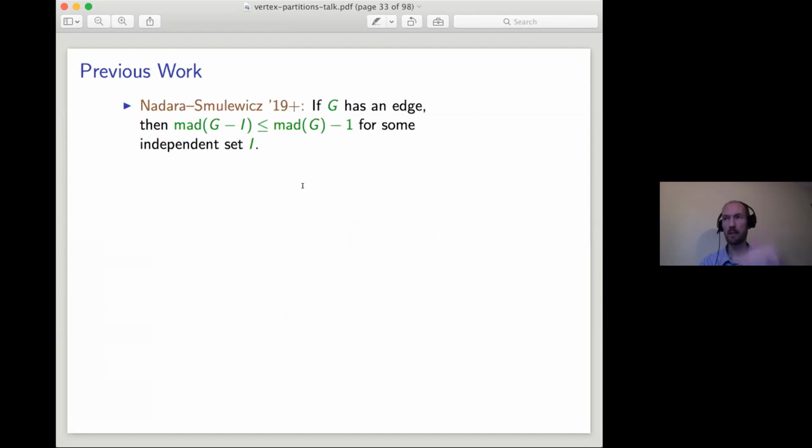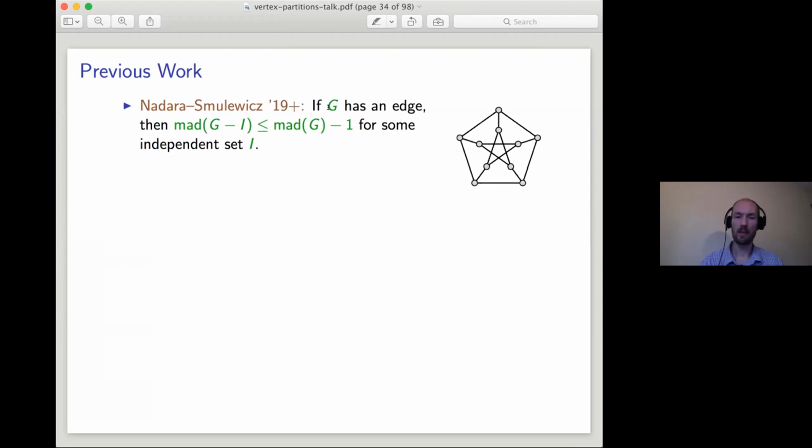So before I get to that, let me say a little bit about previous work on this. This is a nice result of 2 PhD students, I believe, that just showed up on the archive in fall of, I think, 2019. And I don't think it's published yet, but what they say is, if you want to drop the max average degree as much as you can, there's always an independent set I that will drop it by at least 1.